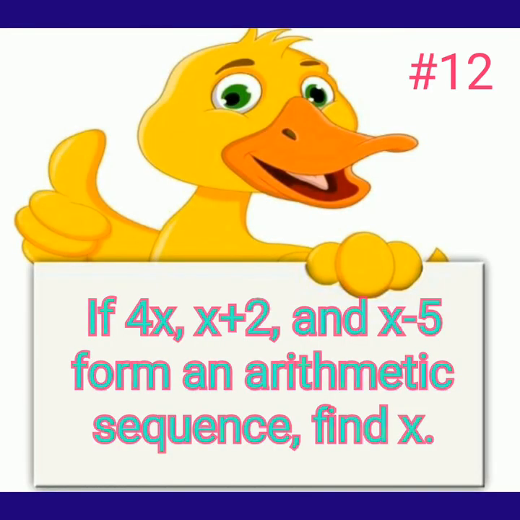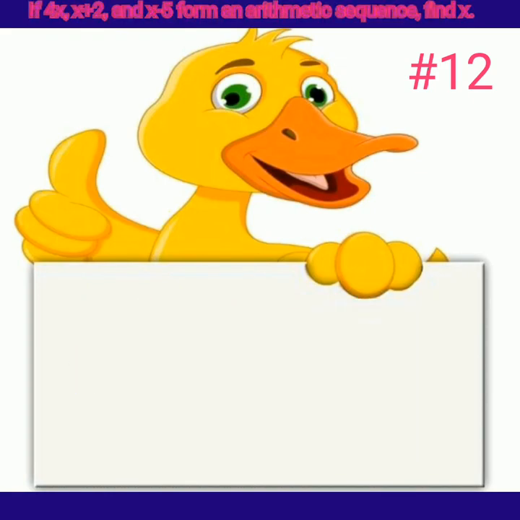If 4x, x plus 2, and x minus 5 form an arithmetic sequence, find x. When we deal with an arithmetic sequence, we also deal with a common difference. So, the difference between the third term and the second term is equal to the difference between the second term and the first term. So, we will just equate it.